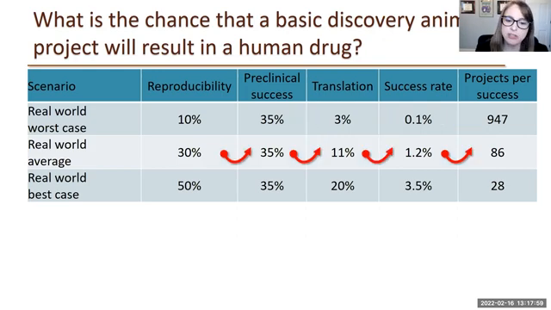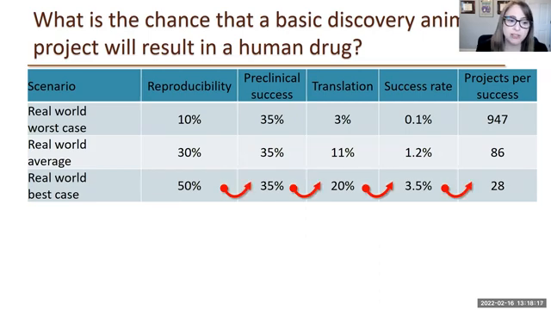Now, if we compare this to the average reproducibility rate, we see that this is a little bit better. Regardless of the therapeutic area, we would still need about 86 animal projects in order to bring one drug to market. Now, if we compare that to our best case scenario, the real world best case scenario from the literature of a 50% reproducibility rate, we see that we would probably need about 28 studies. So we can see that this is definitely getting better, something that's more acceptable or practical in terms of the work that we need to do.